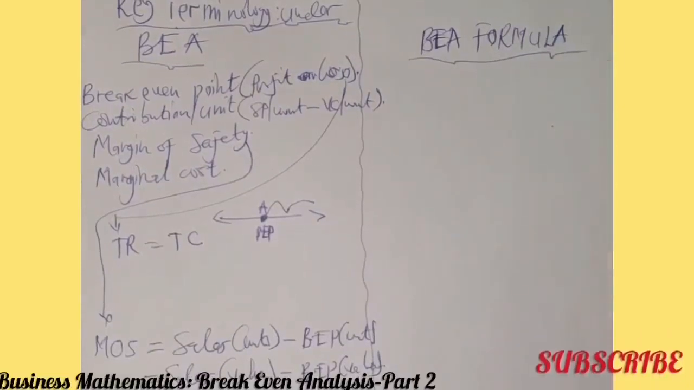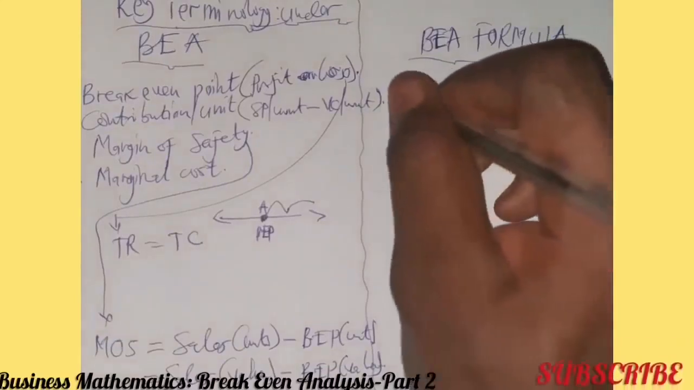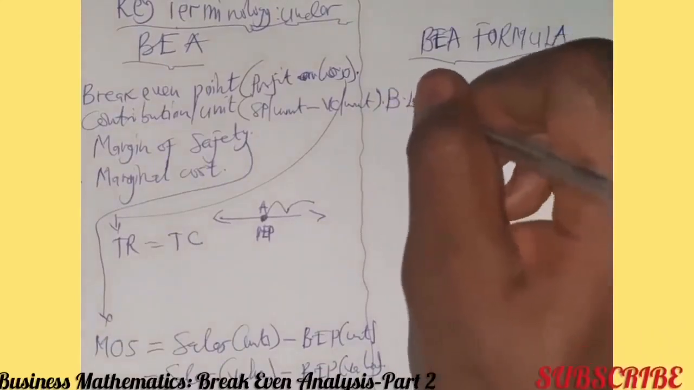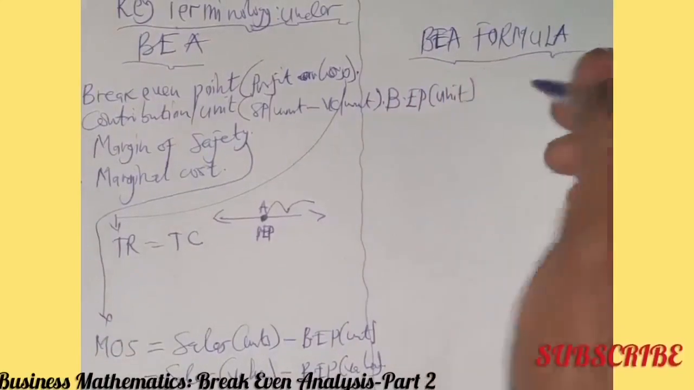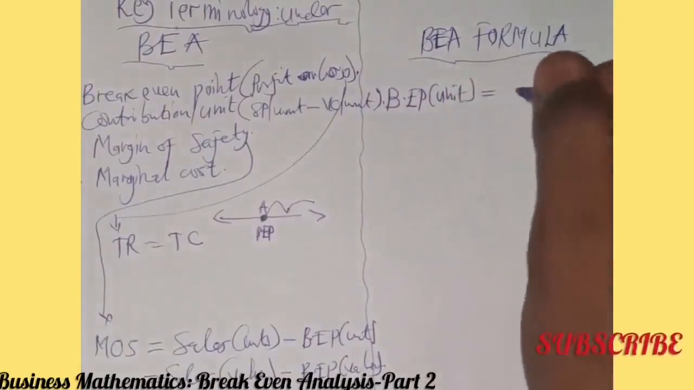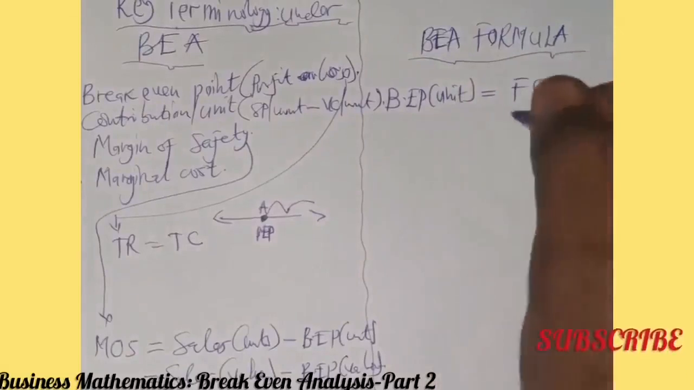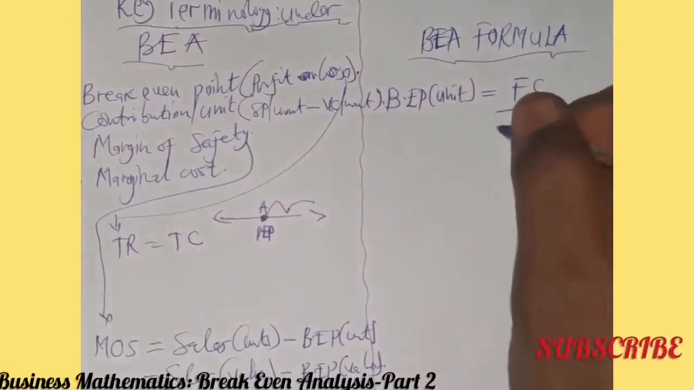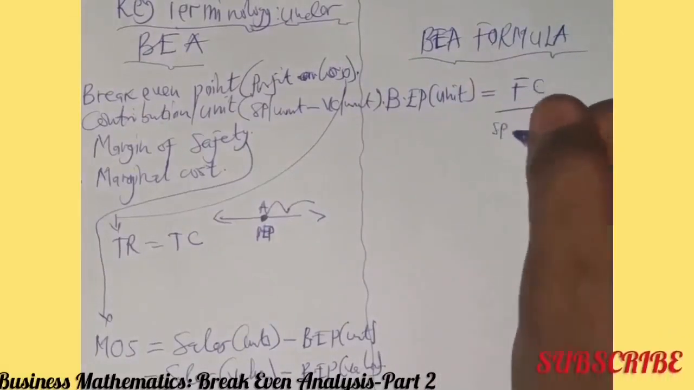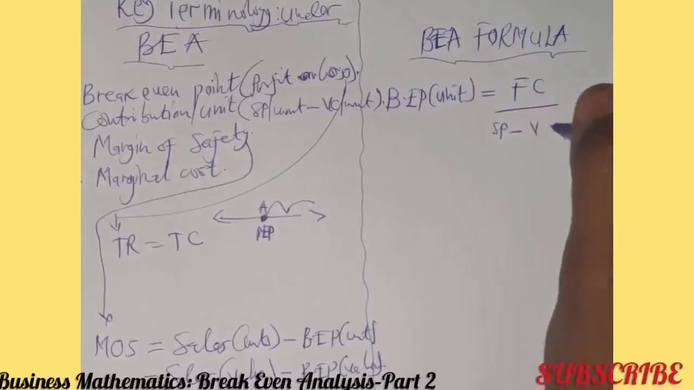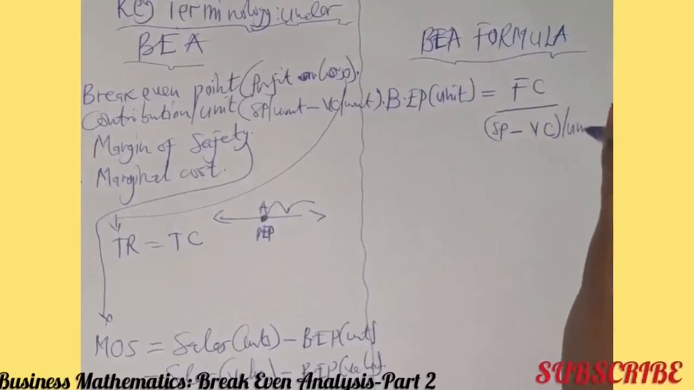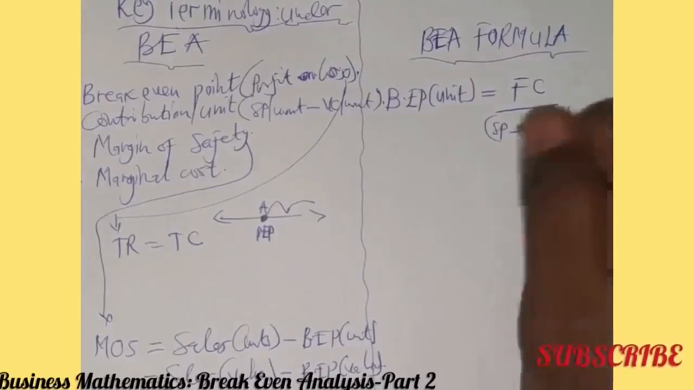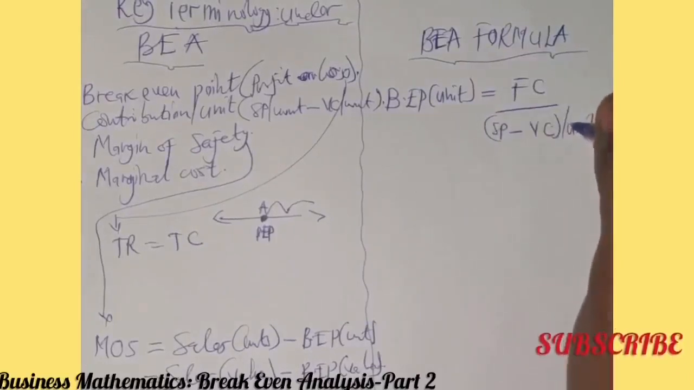So how do you get the break-even point? Your break-even point in terms of units is your total fixed cost divided by your selling price minus your variable cost, all per unit. Take a note.